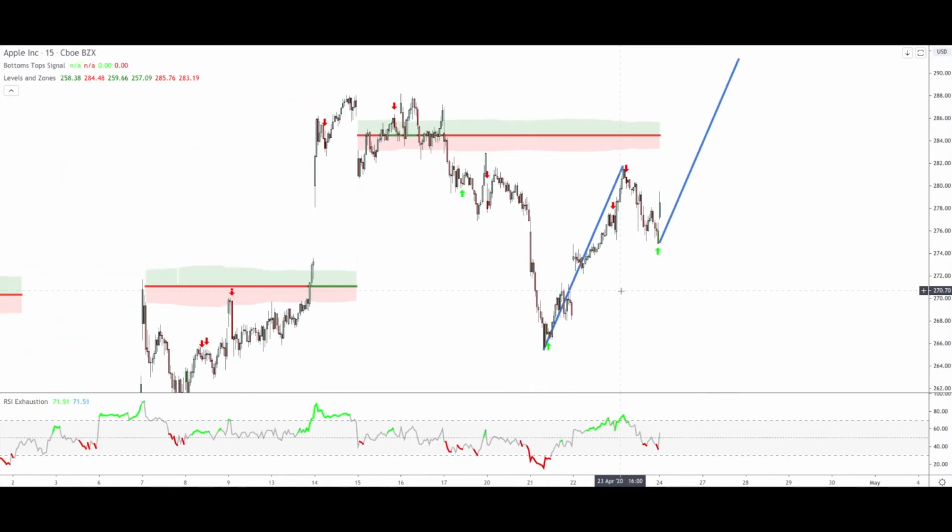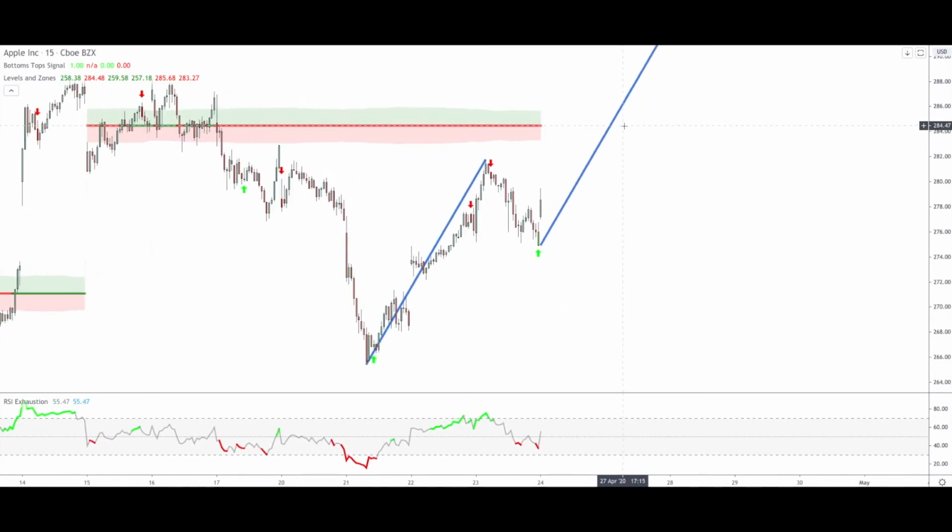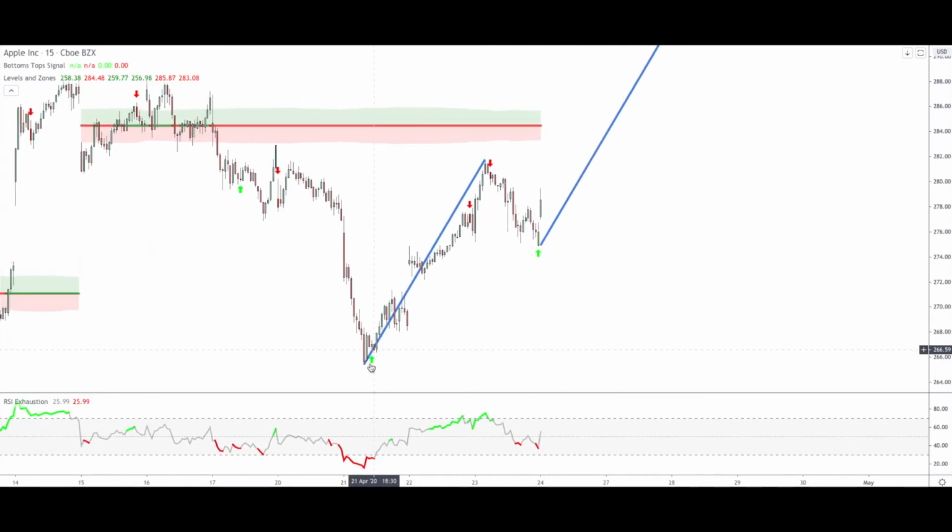Well, first of all, doing some macro analysis, we can see that we are in an uptrend. We recently got a little bit of downtrend movement, but it's basically an uptrend. What happened is that we got a bottom here. You see the bottom. This is given by the bottom top signal. And the RSI Exhaustion was also oversold and exhausted as well.